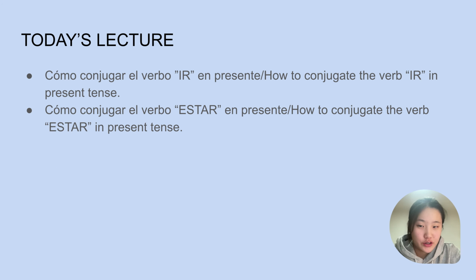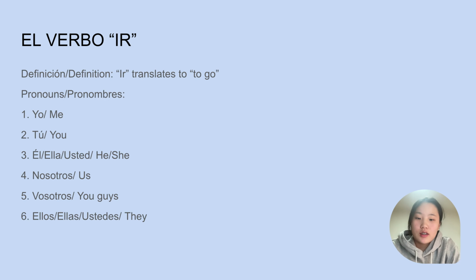So for today's lecture, we're going to learn cómo conjugar el verbo ir en presente, how to conjugate the verb ir in present tense, and also cómo conjugar el verbo estar en presente, how to conjugate the verb estar in present tense. Those two verbs we're going to focus on in today's lecture. So, el verbo ir, which is the definition, ir translates to go. It can be about a person mainly.